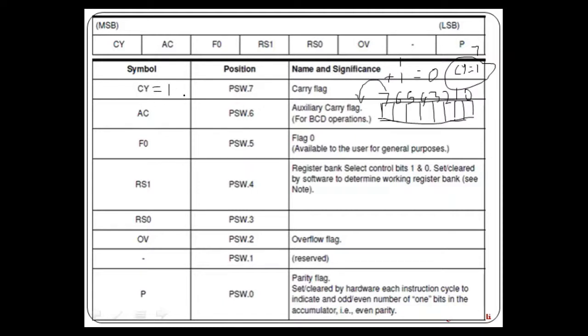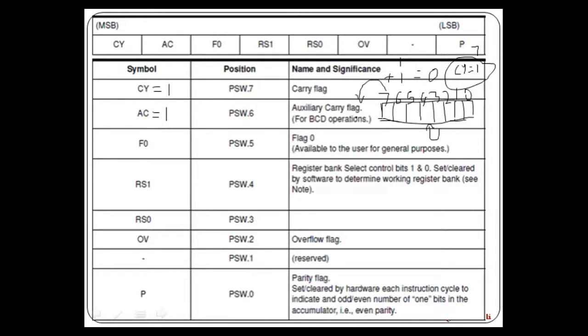Now, when does your auxiliary carry become 1? When there is an overflow from the lower nibble. A nibble is a group of 4 bits. So when you have a carry from bit number 3 to bit number 4, your auxiliary carry is set. This happens when your auxiliary carry is set. Now, why do you need to know that there is an overflow from bit number 3 to bit number 4? Actually, we are not bothered, right? We are just interested in the carry. Then why do you have this auxiliary carry flag?